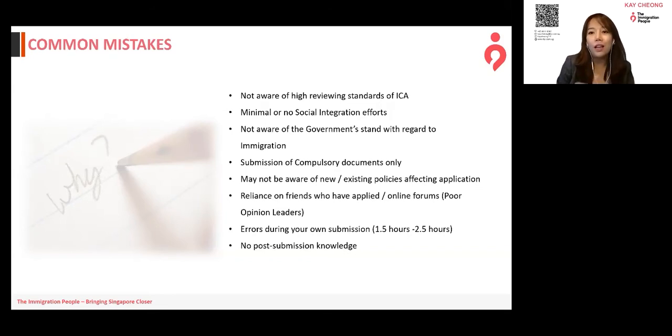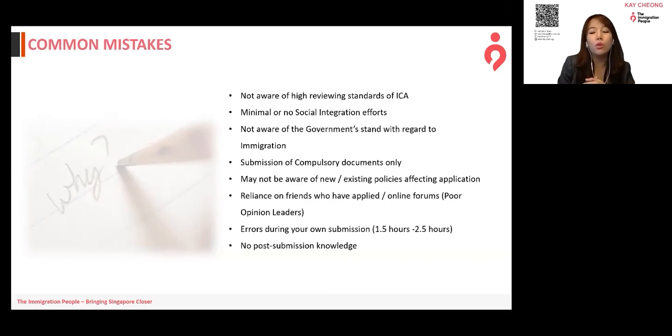So this is one good example. I have clients who applied themselves without the birth cert. They thought, oh, I don't have one, so I don't have to do anything about it. Actually, it is not right. You have to approach the High Commission of India to get it reissued. So this is the first one.